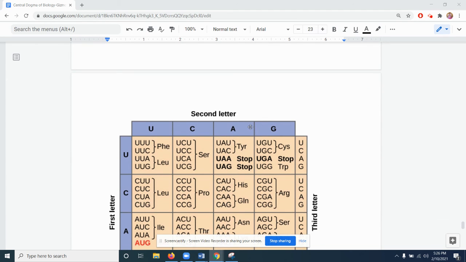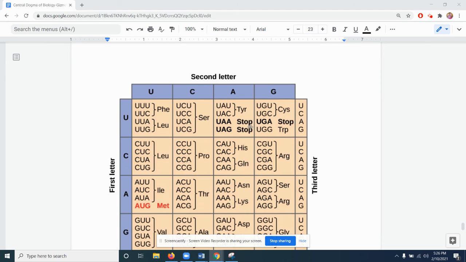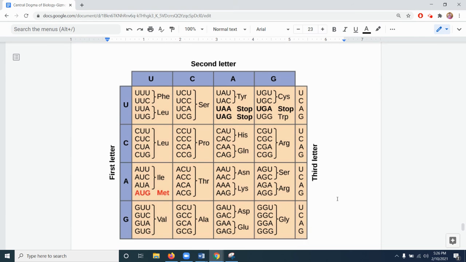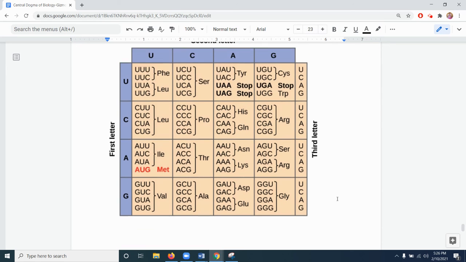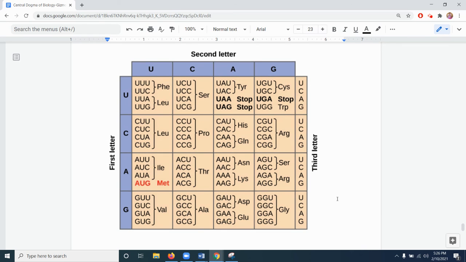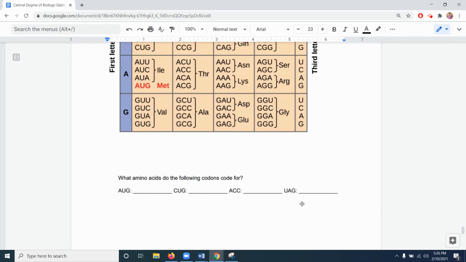I never liked this part of the lesson, but you have to be able to translate amino acids, and you have to use this really strange table, which we're going to practice together, to decode or translate the mRNA codons. So for example, you have these on the Gizmos, part B: what amino acids do the following codons code for?